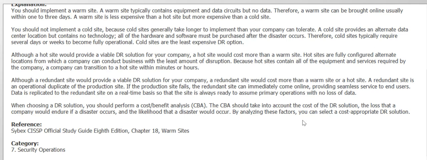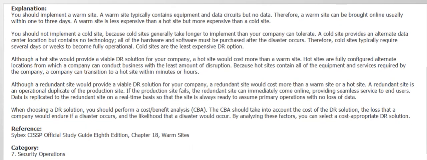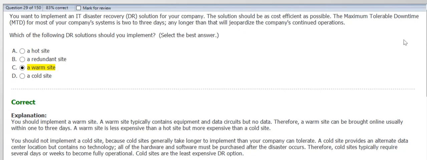So by analyzing all these factors, the downtime and the MTD, we have to select the cost appropriate DR solution. So we should know the differences between all these four options. For 2 to 3 days, we will select the warm site. Let's move forward.